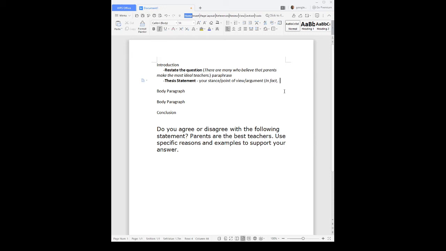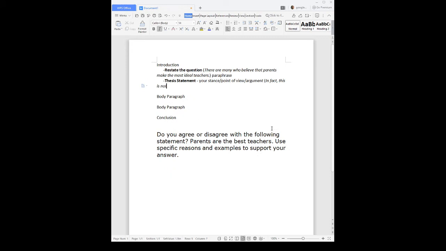Okay, I will say in my thesis statement, in fact, right, because we're continuing from here, we're saying many people believe parents are the most ideal teachers, and I'm going to say, ooh, no, no, no. In fact, this is not true, right? And then we can continue to say why. Why do I think that parents are not the best teachers? And we're going to come back to that in a second, okay? So this is the thesis statement, and the thesis statement needs to lead into the body paragraph, okay?